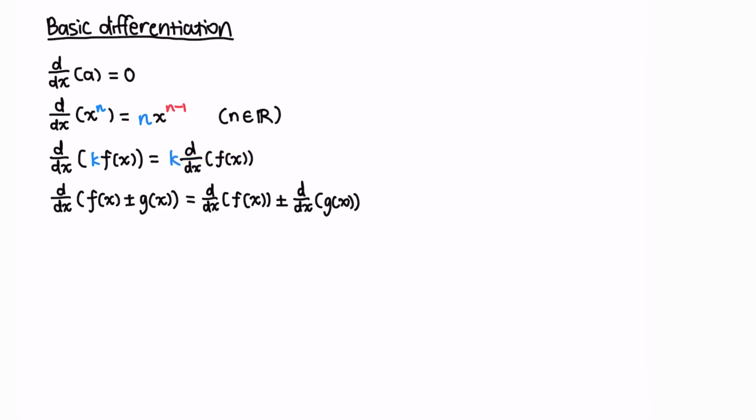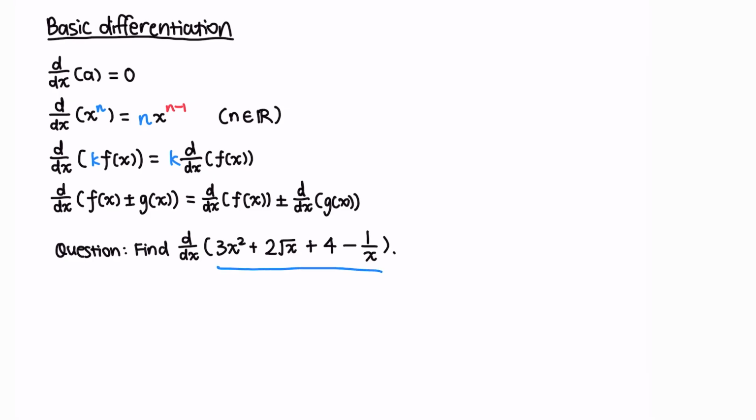Now the last one, if we have d over dx of f(x) plus or minus g(x), we can also split this into 2. This becomes just the derivative of f(x) plus or minus the derivative of g(x). So let's do this question. Find d over dx of this very long thing.